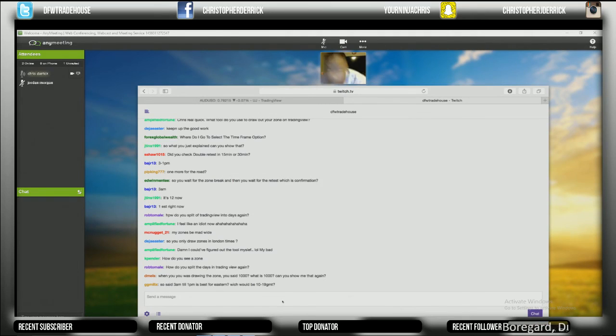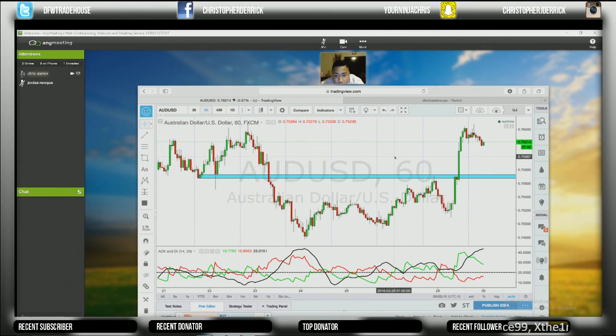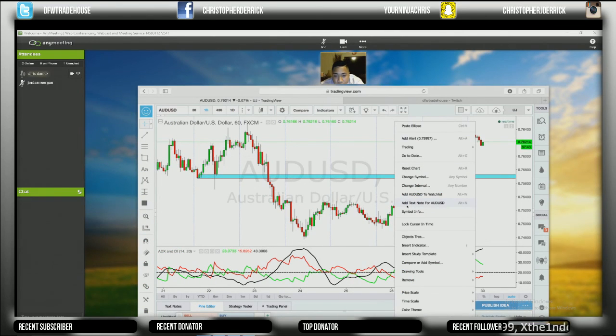All right, so you guys know GMT times. The way I learned GMT times was through Babypips. How do you split TradingView into days again? All right, Rob, I got you. You literally go here and then you right click, or put two fingers down on the Mac. You go to time scale, you go to the right, and you click on session breaks.